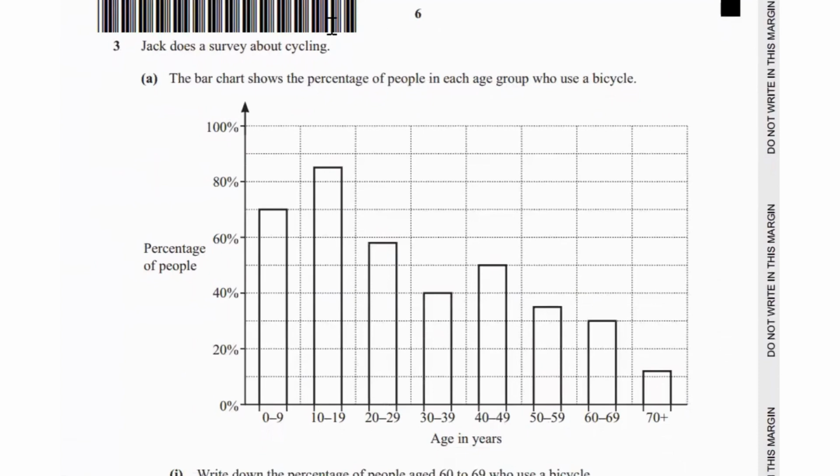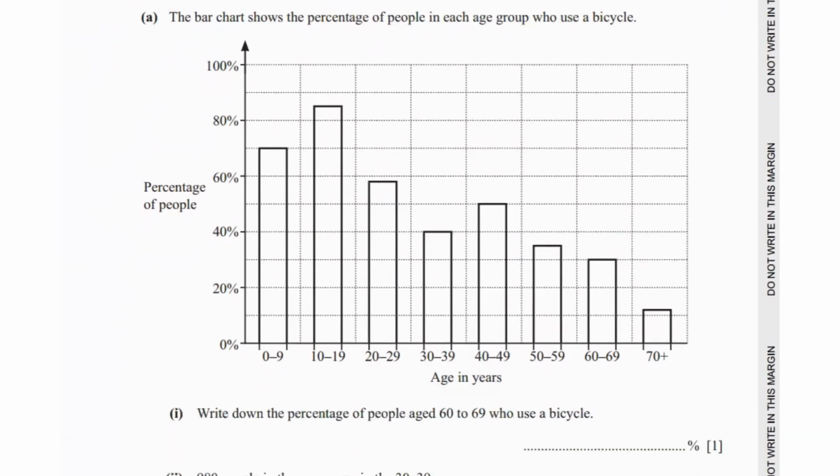Question 3 says Jack does a survey about cycling. The bar chart shows the percentage of people in each age group who use a bicycle. Write on the percentage of people aged 60 to 69 who use a bicycle. So for 60 to 69, that's 30%.